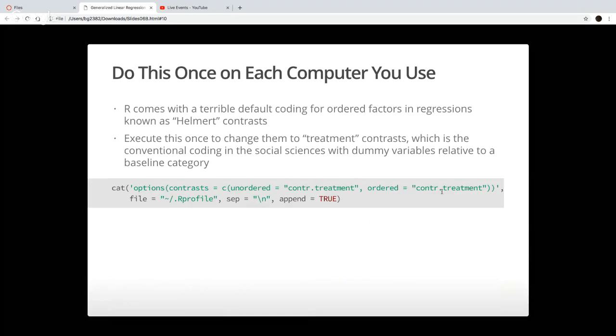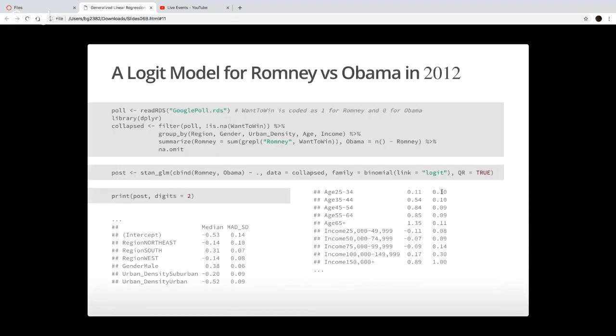Otherwise, you'll see all kinds of weird Helmert business going on, which gives equivalent fit, but a different interpretation. And I honestly don't even know what the interpretation is. So I'm not even going to mess with it. I put this on all my computers, but I forgot to say it last time that you should do it with yours as well.